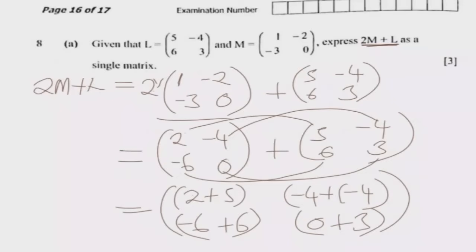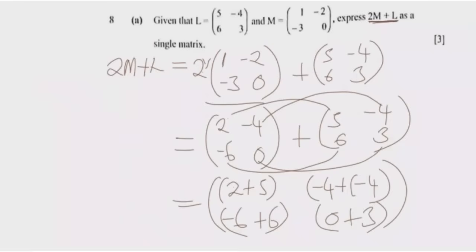Now once we have done that, because of lack of space, let me use this side. So the answer will be, let me open bracket, then I add. 2 plus 5 will give us 7. Negative 4 plus negative 4: since the signs are the same, we maintain the sign. This is the law of integers. We maintain the sign, then we combine the numbers. 4 plus 4 will give us 8.